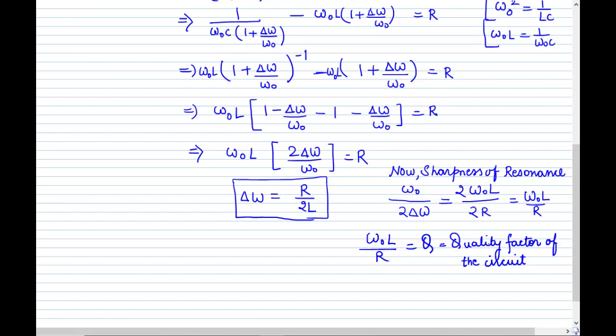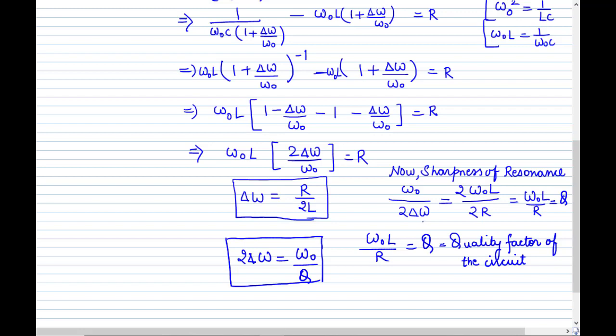So if you know the resonance frequency, you can calculate the sharpness, you can find out omega 1 and omega 2, and also you can calculate the quality factor. So we can say 2 delta omega is equal to omega naught upon Q. This we got from this equation, because omega naught upon 2 delta omega is equal to Q. So you can write 2 delta omega is equal to omega naught upon Q. From here we can see that if Q is large, then 2 delta omega will be small. That means the bandwidth will be small.